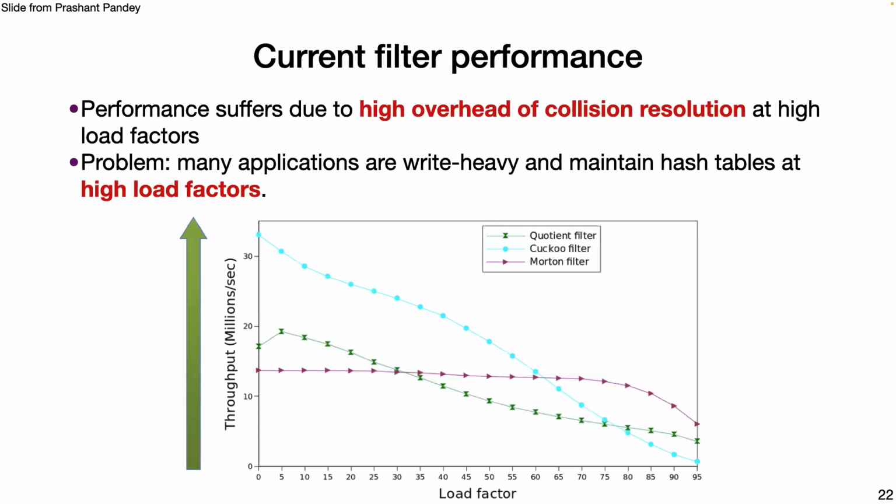So revisiting the plot that we had earlier, when I was talking about load factor and throughput, this is load factor, and the performance degrades as the load factor increases. Green is quotient filter, blue is cuckoo filter, and purple is another one called Morton filter. And all of them are pretty bad around 90 to 95% full. The problem with this is that a lot of applications are write heavy and they maintain the hash tables at high load factors.